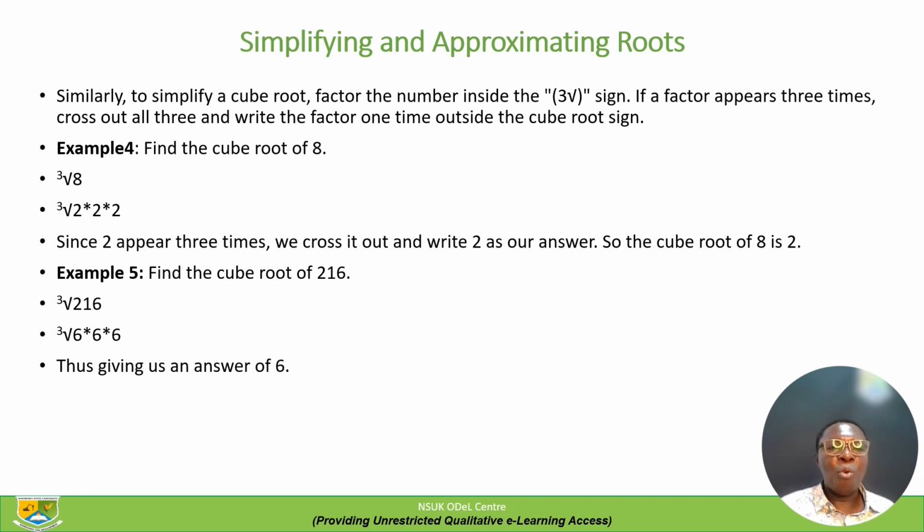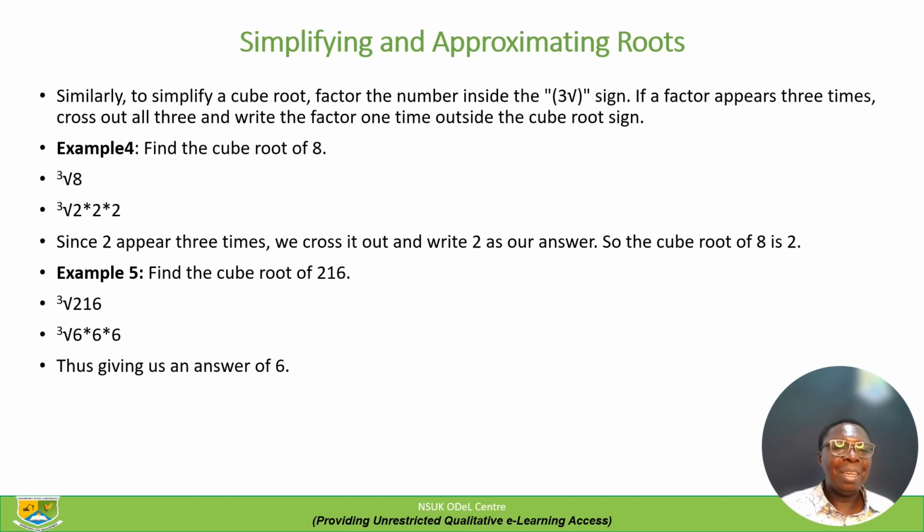Example: find the cube root of 8. So we have the cube root of 8. Here we say, okay, the cube root of 2 times 2 times 2. Since 2 appeared 3 times, we cross it out and write 2 as our answer. So the cube root of 8 is 2. So remember, you should just write the factor 1 time outside the cube root sign.